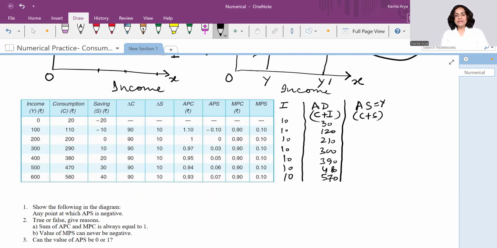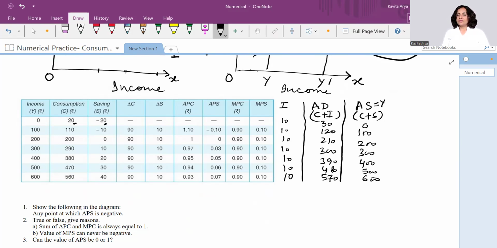And C plus S. Now I want all of you to pay attention that C plus S has to happen to find AS. So just see, what does it give? 20 plus minus 20 gets you 0. 110 minus 10 gets you 100. So if you just try to find, you would have this way the values generated for you.